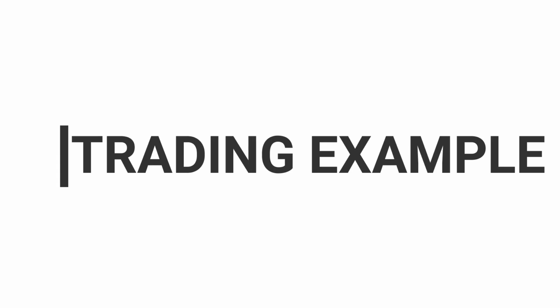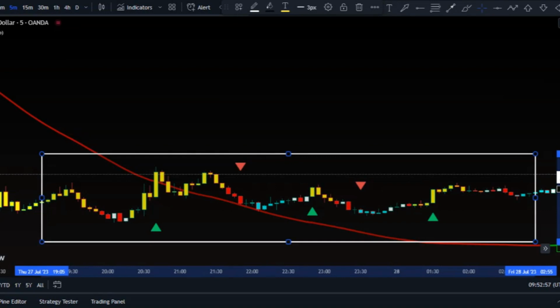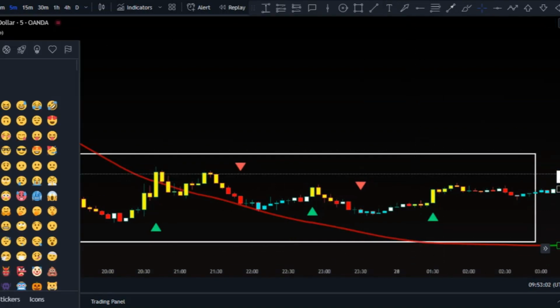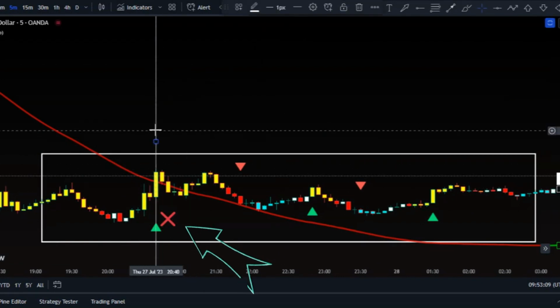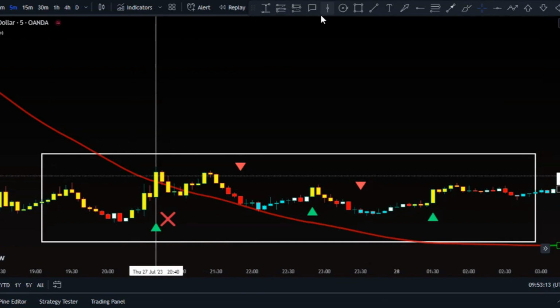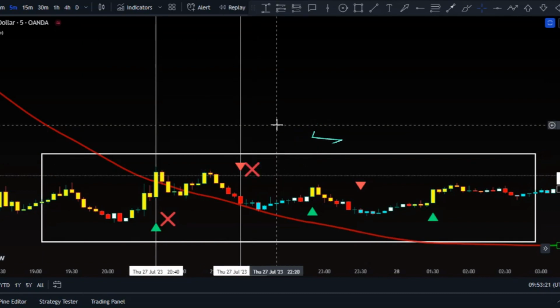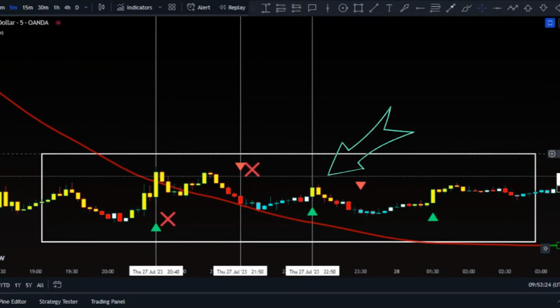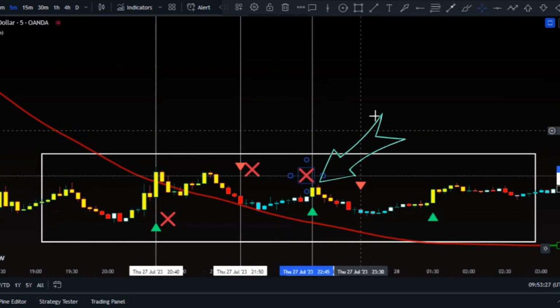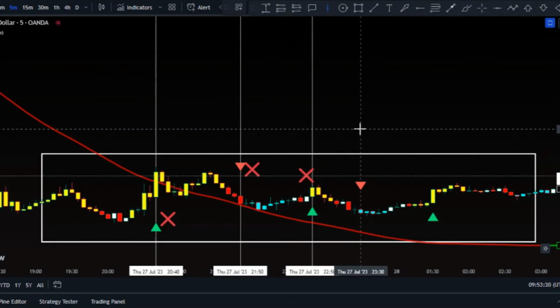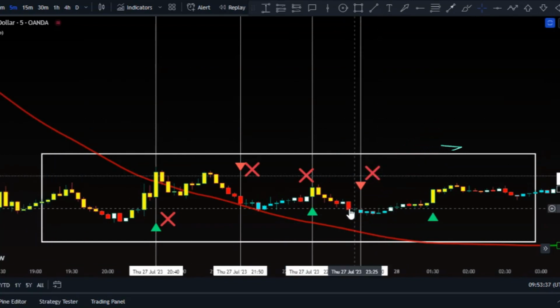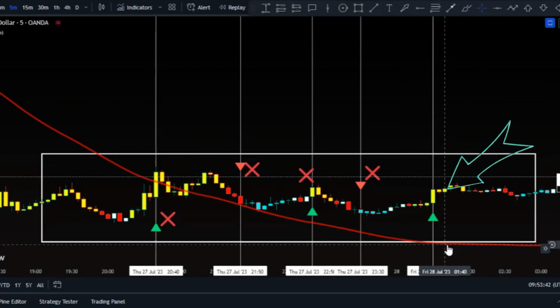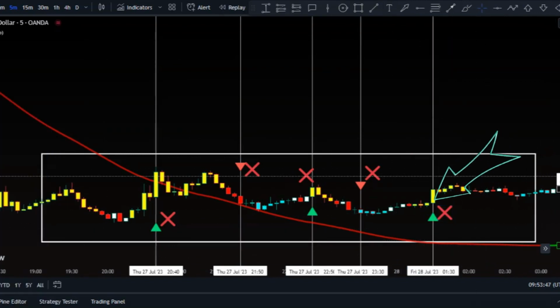Listen closely here. This example perfectly illustrates how this trend indicator can save you from bad trades. This first buy signal is filtered out because the MA line is red. The second sell signal is filtered out since the candle is above the MA line. The third buy signal is also filtered due to the red MA line color. The next sell signal is filtered because the candle was above the MA line. And the final buy signal is filtered again since the MA line was still red.